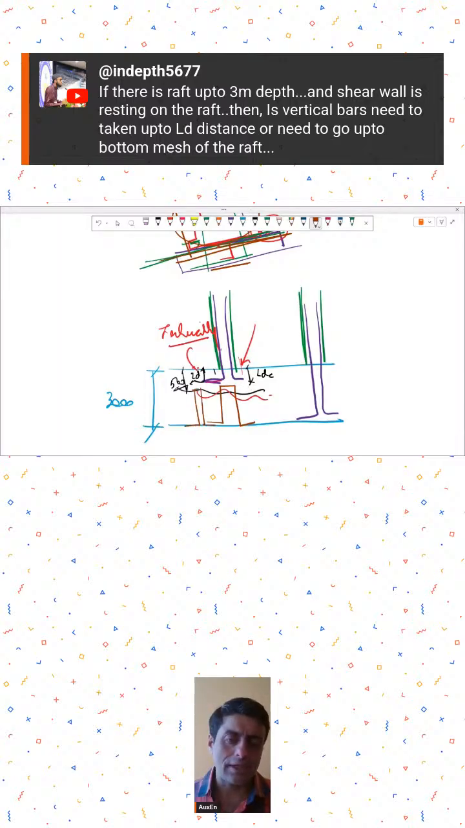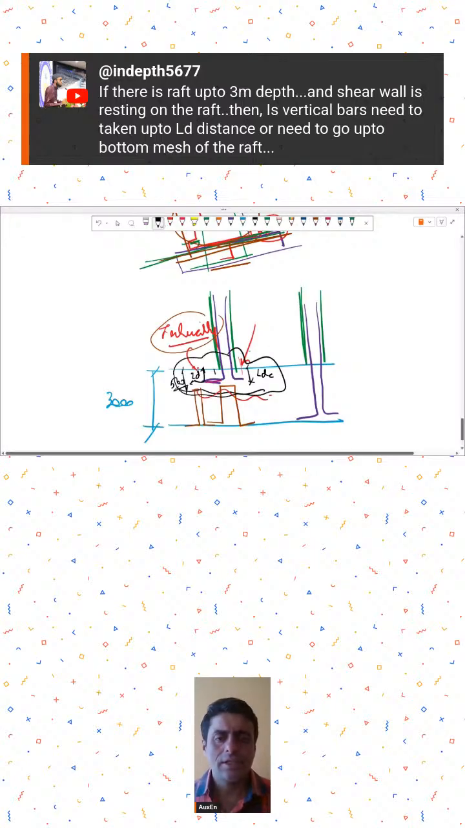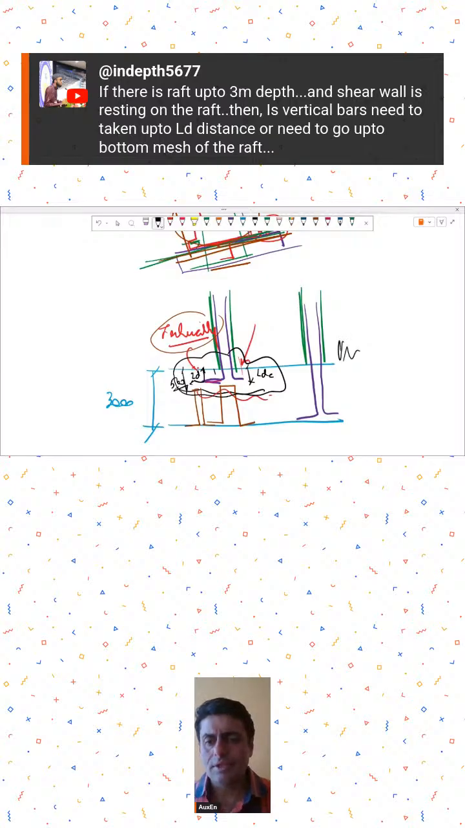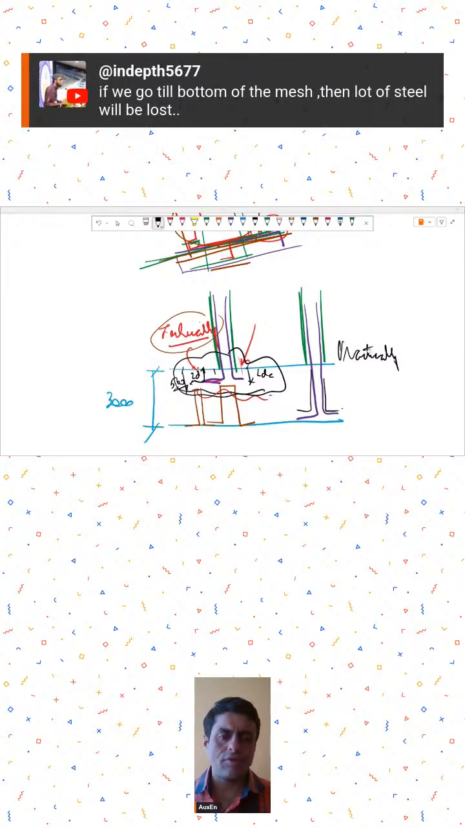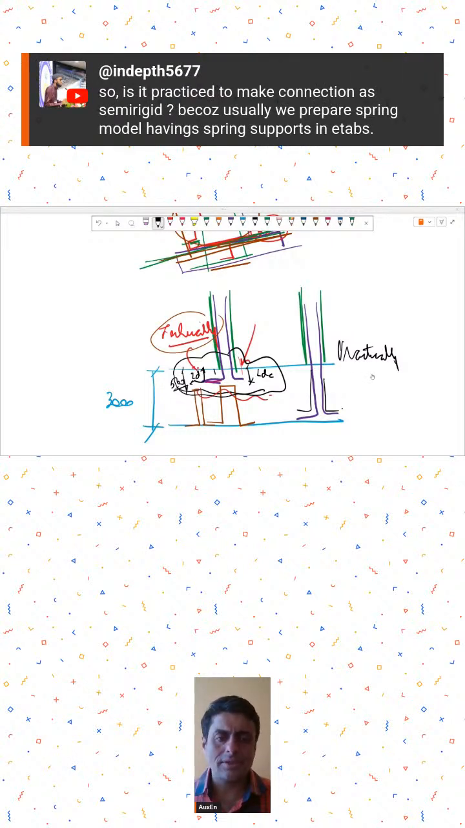So technically, if you ask, yes, you can terminate the bars after LDT and LDC, and then because your reinforcements are hanging suspended in the air, you can provide some chair below it. But practically, if you see on site, people like to take your reinforcement right till the raft bottom. Yes, you are right. If we go till bottom of mesh, then a lot of extra steel we have to provide, because 3 meter depth we have to add to each bar. So yes, technically not required, but practically it is done on sites.